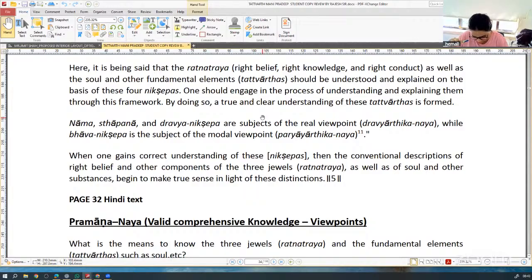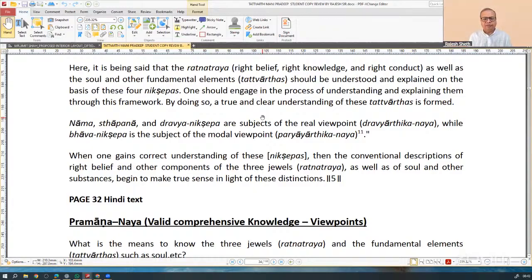Nam, Sthapna, and Dravya Nikshep are subjects of the real viewpoint, Dravyarthik Nay, while Bhav Nikshep is the subject of the modal viewpoint, Paryayarthik Nay. When one gains correct understanding of these Nikshepas, then the conventional description of right belief and other components of the three jewels, as well as that of the soul and other substances, begins to make true sense in the light of these distinctions.